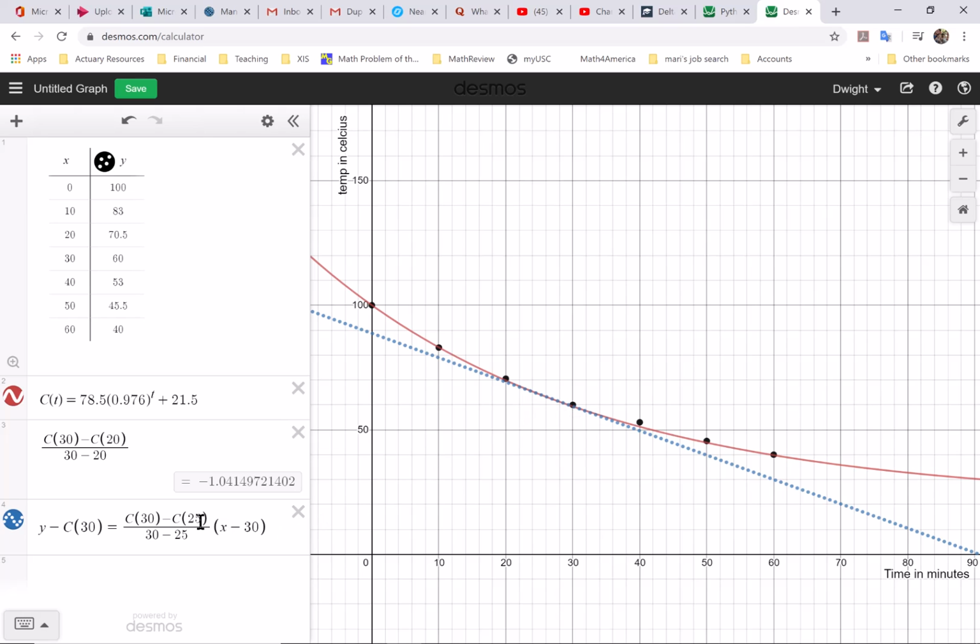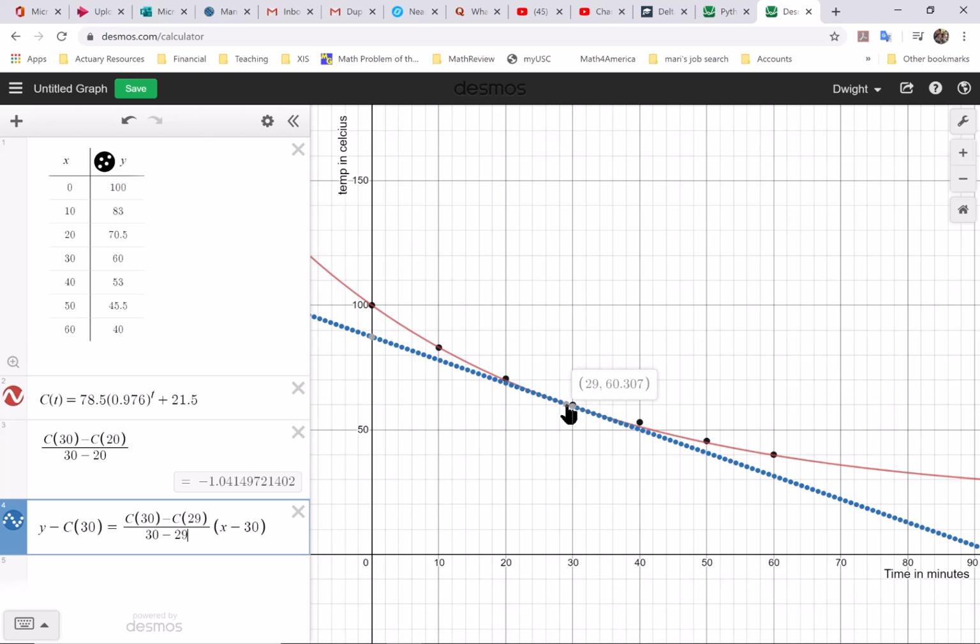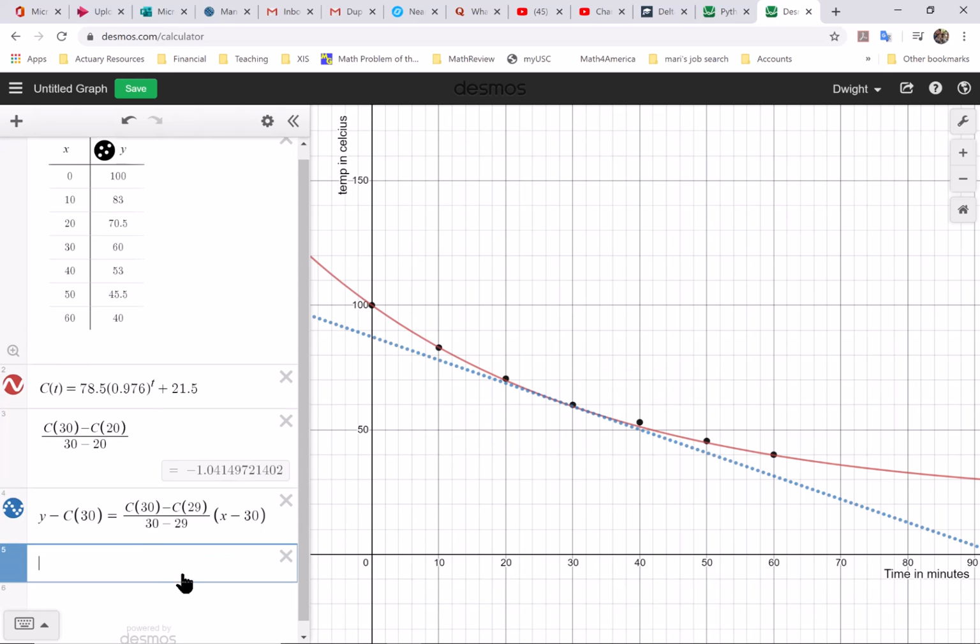And then I could say, okay, what if I got even closer to 30? What's closer to 30? Well, how about 29? What if I found the average rate of change between 29 and 30? You can see that this is even a better approximation.